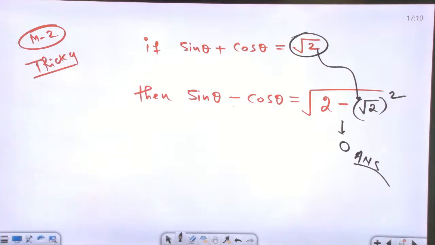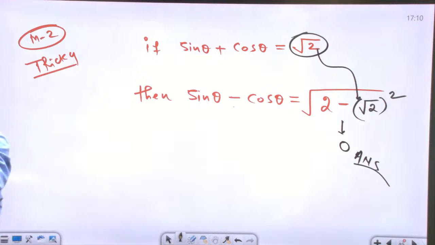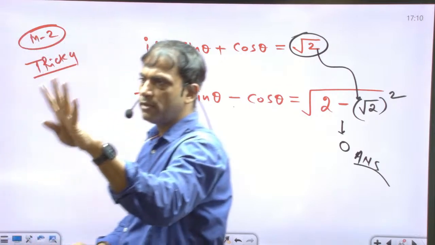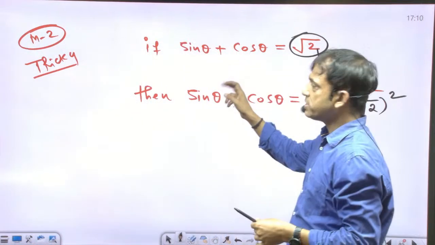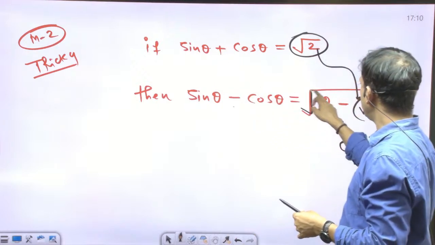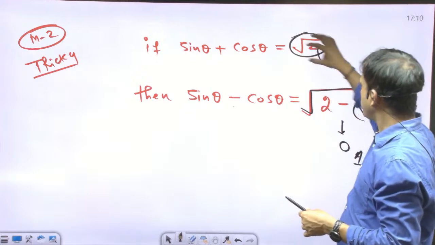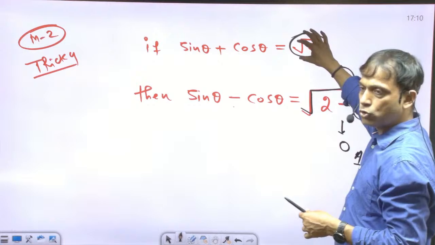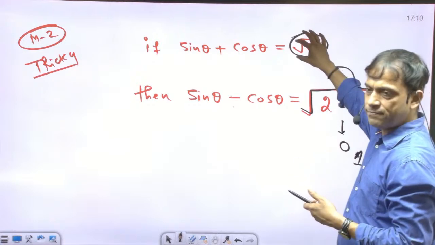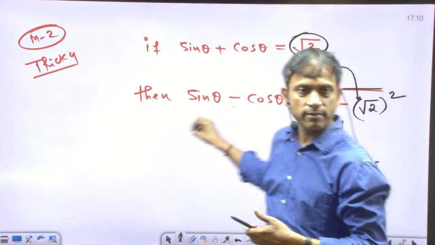There are only 6 namings: sin, cos, tan, cot, cosec and sec. There are only 6 names. Out of these 6, in any question of sin and cos, your answer will always be square root of 2, and then subtract the square of this value. If root 2, the square is 2. If 5, 25 is the square. If 1, 1 is the square. If x, x squared.